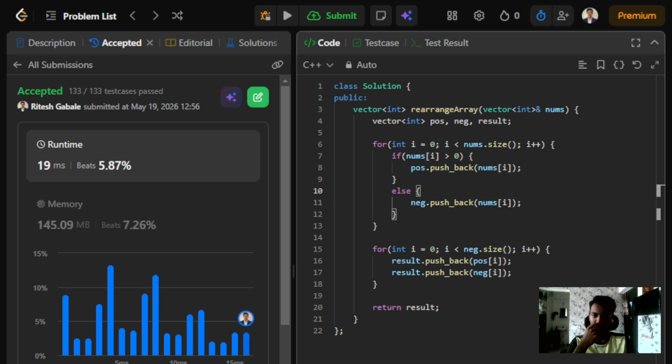Alright, so I hope you guys understood the solution. Still not the worst time complexity. I hope you understood the solution and the approach, and I'll see you next time. Thank you.